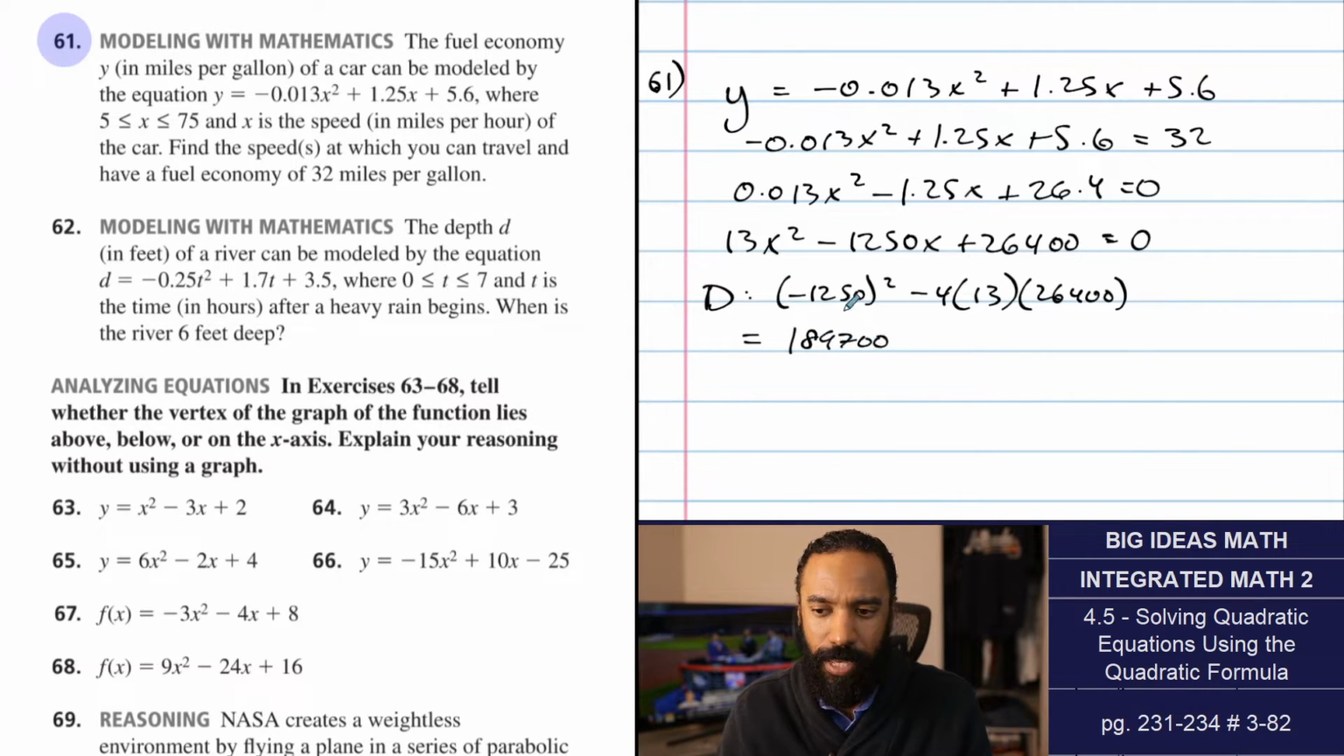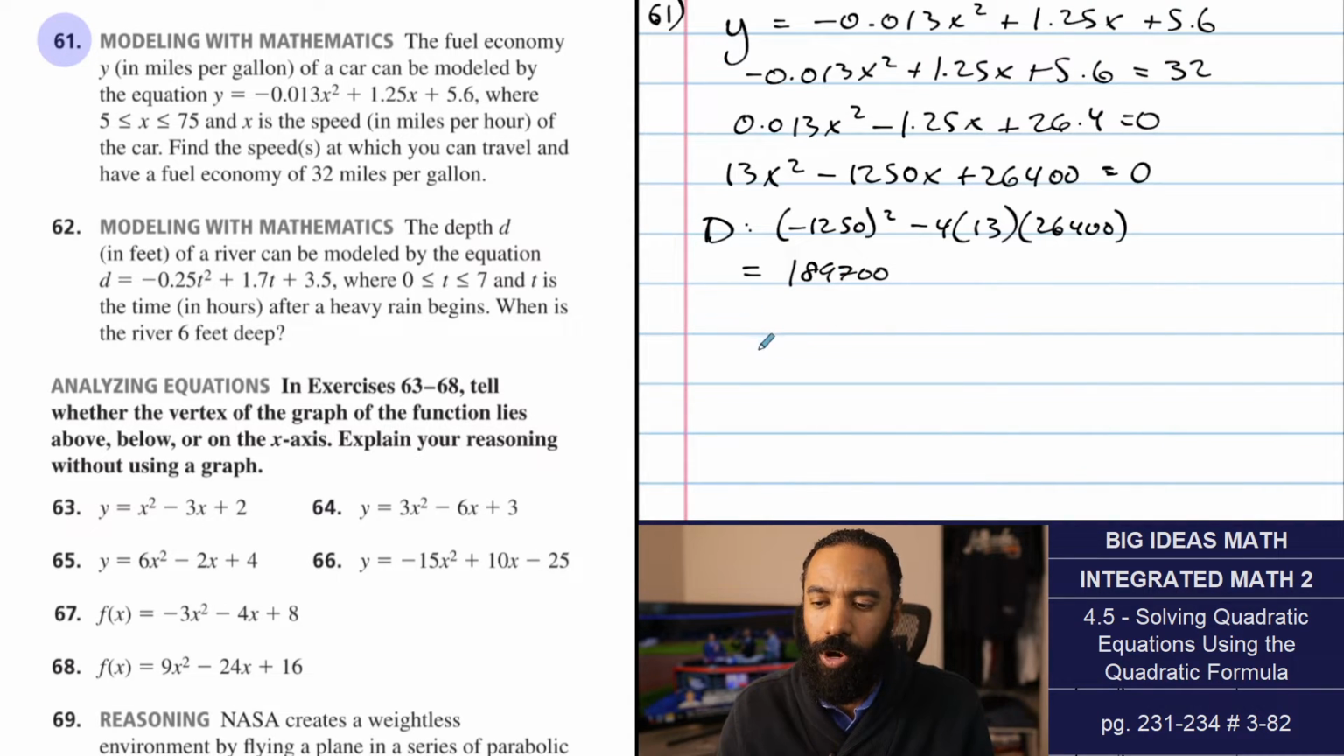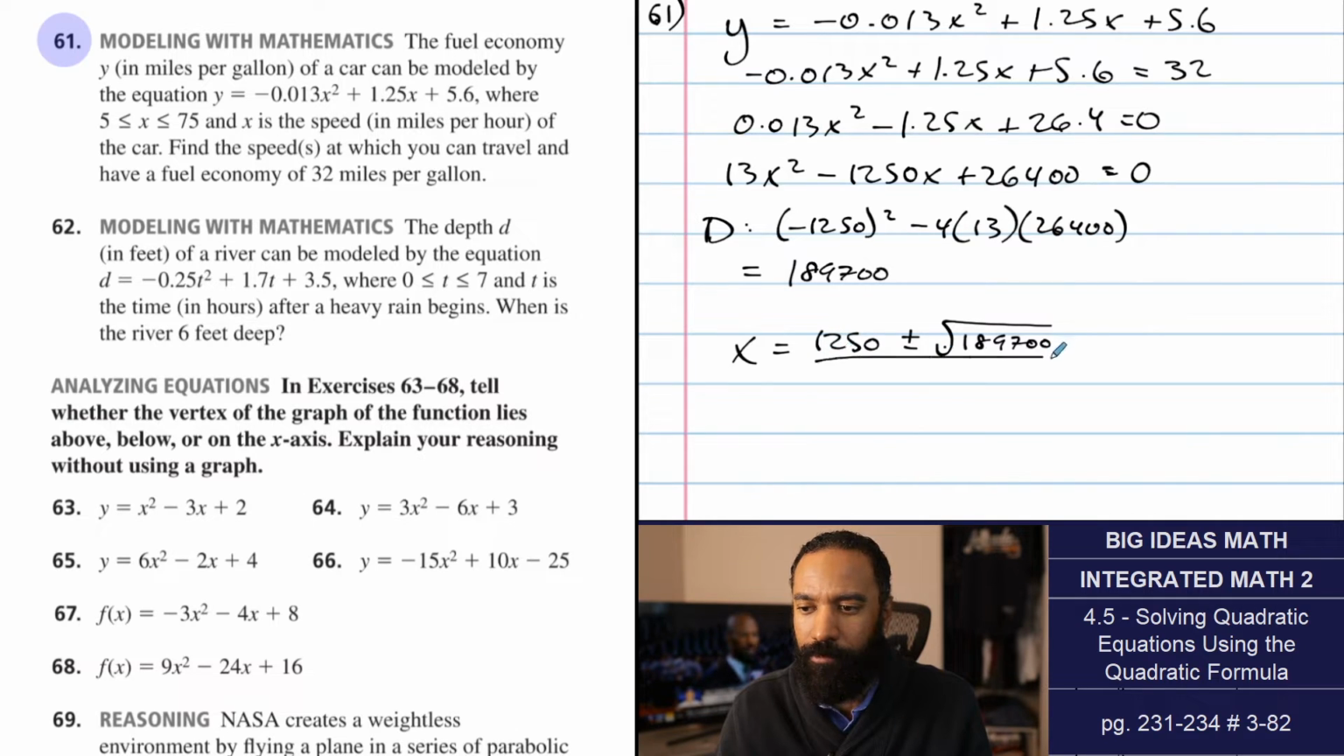189700. This is the thing that's going to go inside the square root. That's not the answer. So the quadratic formula: x equals negative b plus or minus the square root of b squared minus 4ac, all divided by 2a. I can factor out 100, but I don't know if 1897 is a perfect square of any sort. 2 times 13 is 26.